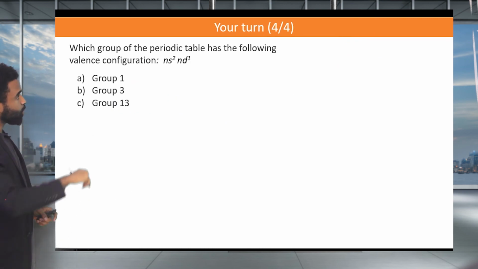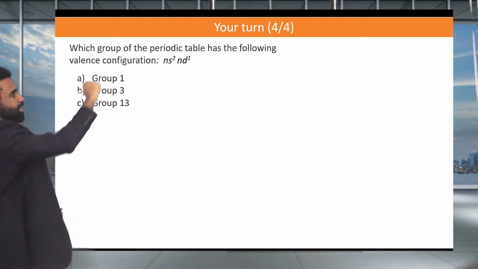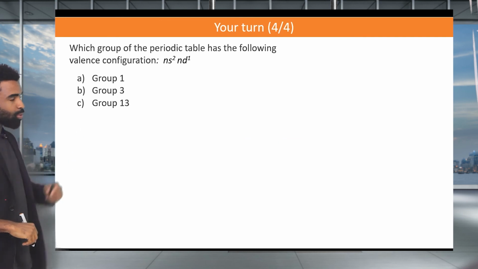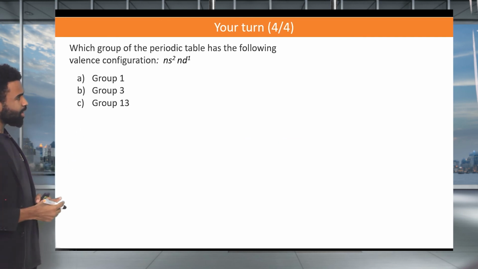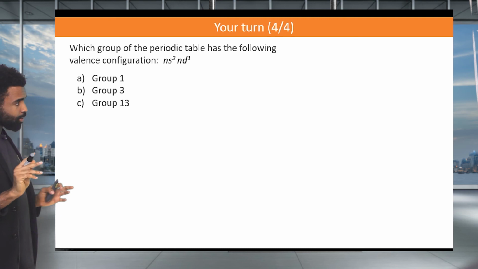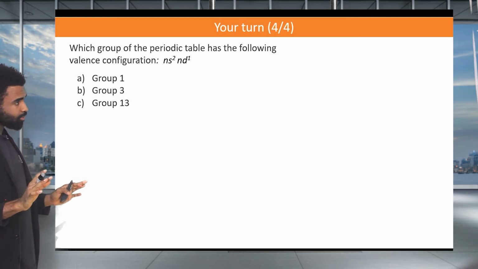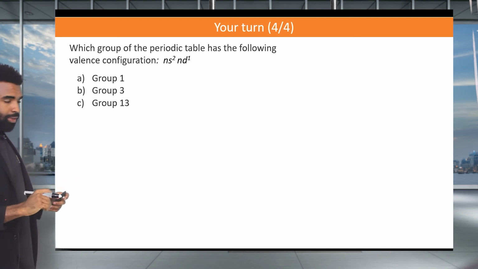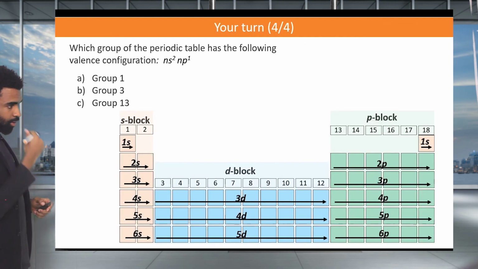Here's the last one for you. Which group of the periodic table has the following valence configuration? ns2 nd1. This is a weird looking question, but I think you can handle it. Pause, think about it. Pause the video. In 3 seconds, I show you a clue. 1, 2, 3, there's your clue.